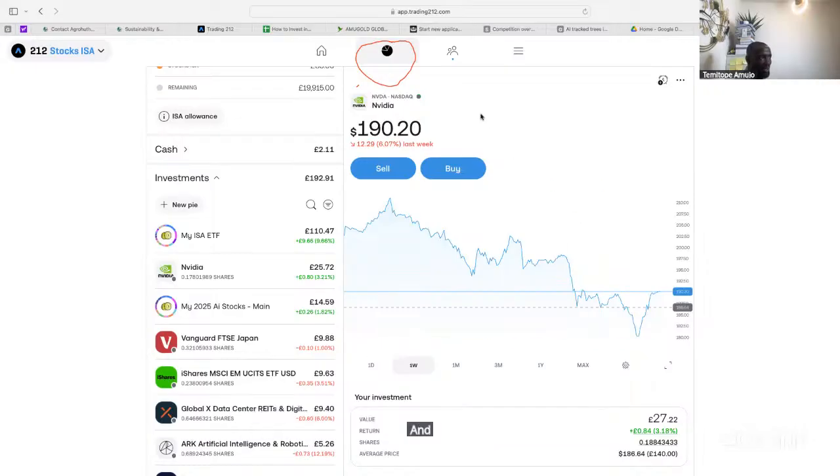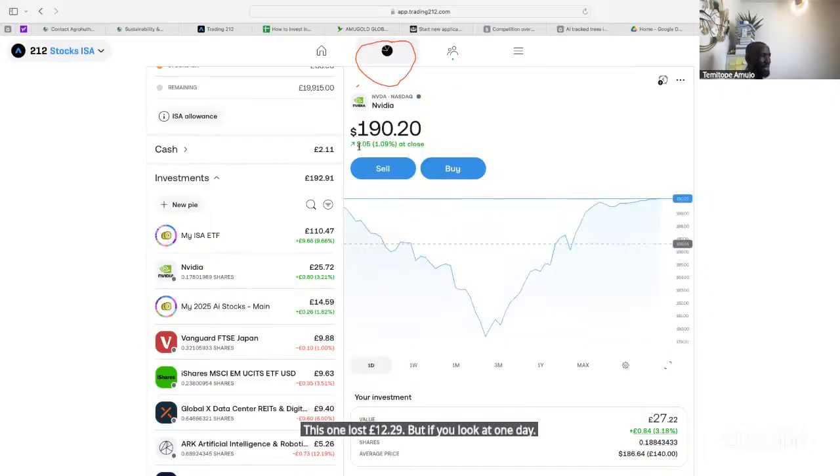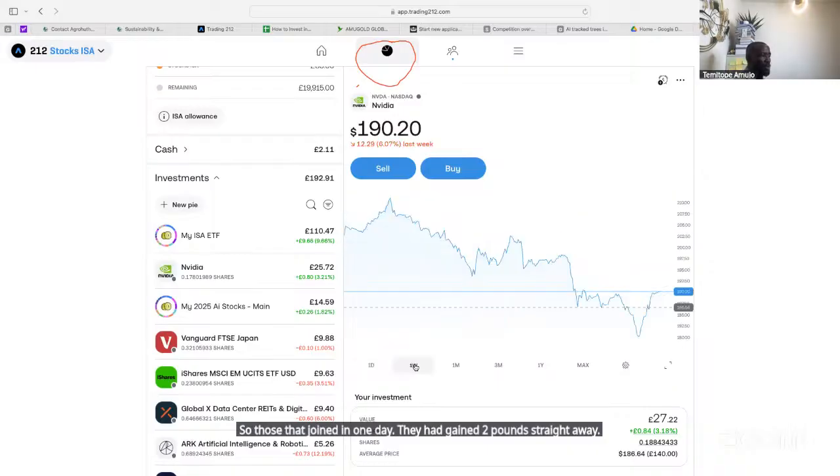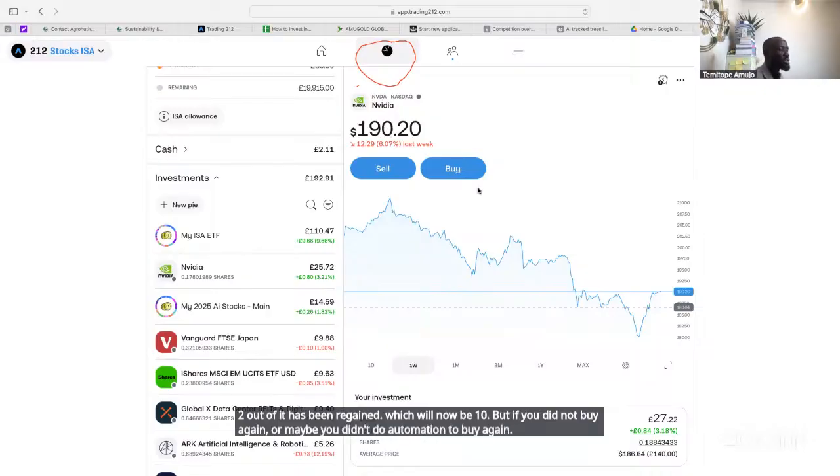And if I look at it now, you will notice that in 1 week, this one lost £12.29. But if you look at 1 day, it has grown back by £2. So those that joined in 1 day, they had gained £2 straight away. Those that had it in 1 week lost £12, but 2 of it has been regained, which will now be 10. But if you did not buy again, or maybe you didn't do automation to buy again, then you will be losing money totally.